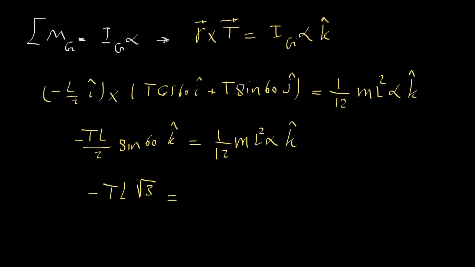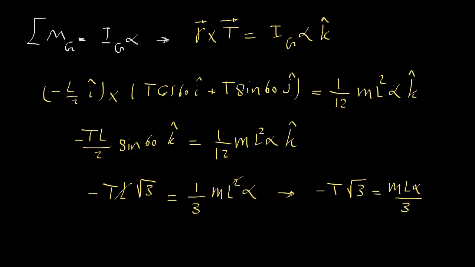So I should multiply this by 4. So I get 1 over 3 m L squared alpha. I can also cancel out one of the L here. So here we get minus T square root of 3 is equal to m L alpha over 3.